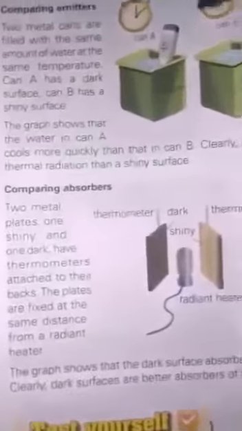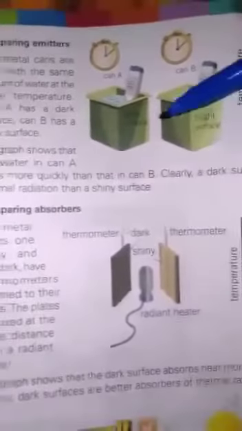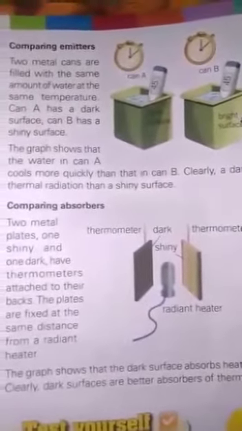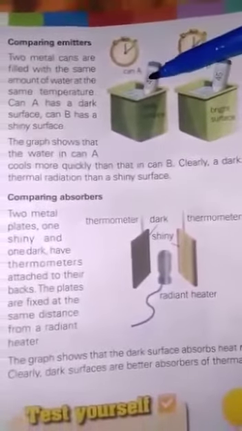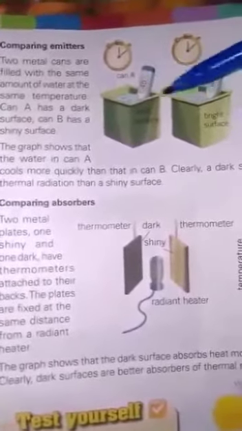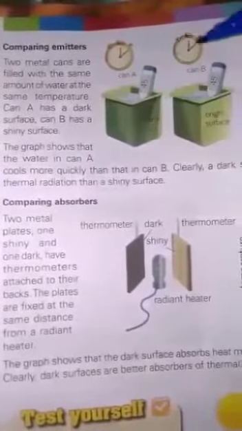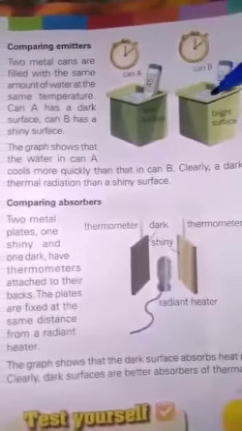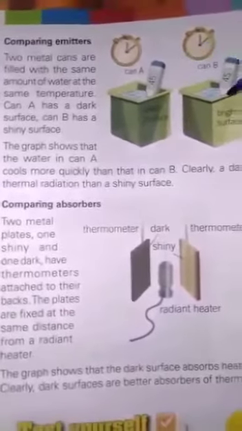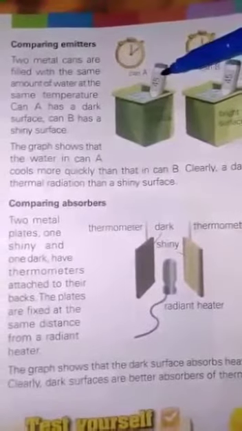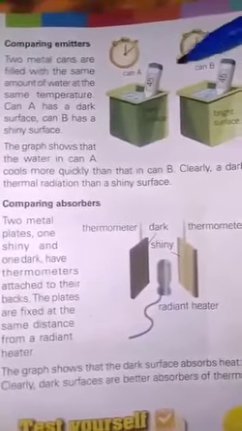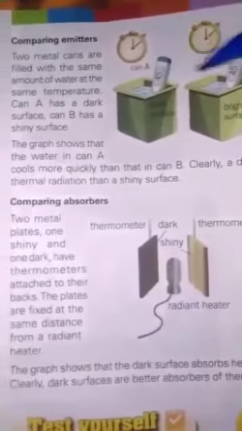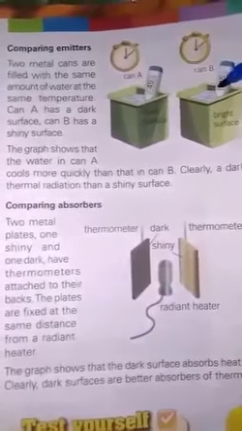Next, we have to compare emitters. We have to compare a dark surface and a bright surface to see which one is a good emitter. We have to take two cans of equal size. This is can A with a dark surface, this is can B with a bright surface. Next we fill them with the same amount of water at the same temperature. For example, here a temperature of 45 degrees Celsius is shown. This water is at 45 degrees Celsius in both these cans.